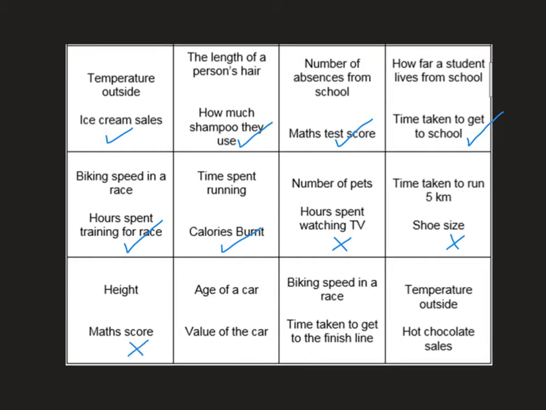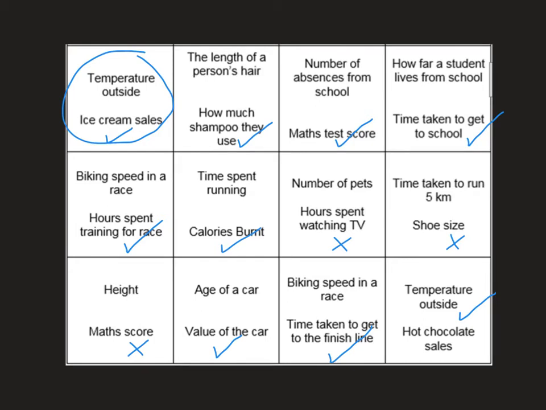The age of a car and the value of a car, yes, there is generally, and I'm saying generally because it's not the same for every car, but the older a car is, the less valuable it is, unless it's a vintage one. The biking speed in a race and the time taken to get to the finish line, yes, obviously if you go faster, you're going to get to the finish line faster. Temperature outside and hot chocolate sales, well, that's actually related to here. And yeah, there is another connection. For that one, as the temperature increases, hot chocolate sales will go down. So there's still a connection.